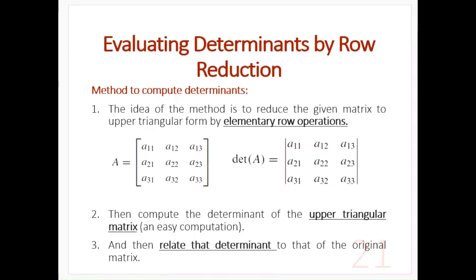So I want you to kind of think of these 3 steps. That first step, in order to compute our determinants, we're going to reduce a given matrix to an upper triangular form. So do you remember what an upper triangular means? That's what we're going to try to get to. We're going to try to reduce it to that form by elementary row operations. And then we want to compute the determinant of the upper triangular matrix. That should be a very easy computation. And then we're going to relate the determinant back to the original matrix. So let's take a look at how this is going to work.